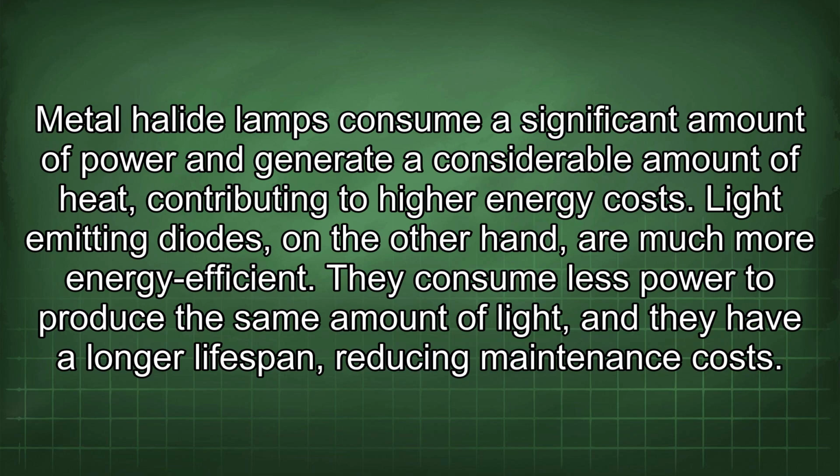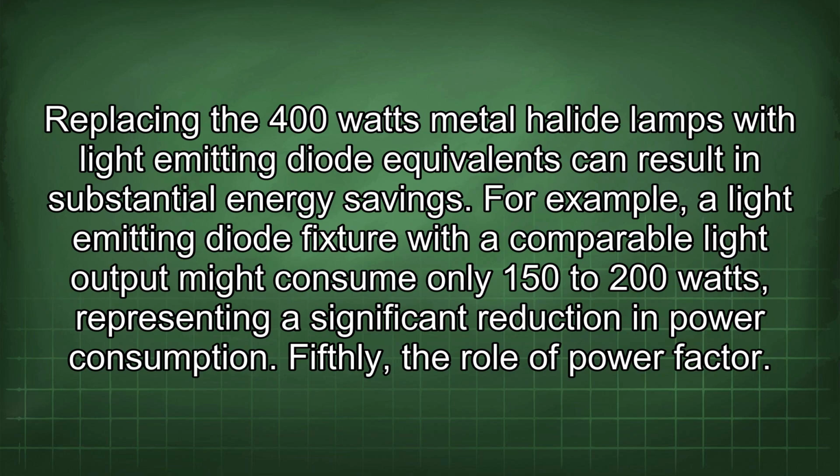They consume less power to produce the same amount of light, and they have a longer lifespan, reducing maintenance costs. Replacing the 400 watts metal halide lamps with light-emitting diode equivalents can result in substantial energy savings. For example, a light-emitting diode fixture with a comparable light output might consume only 150 to 200 watts, representing a significant reduction in power consumption.